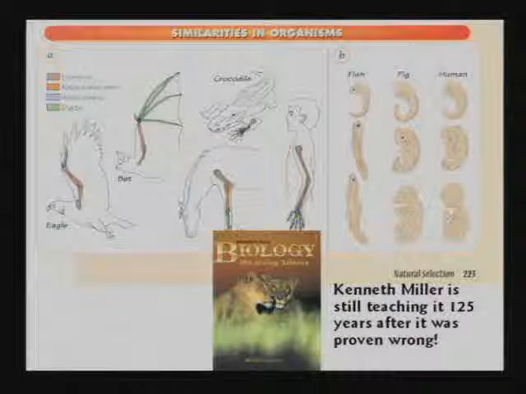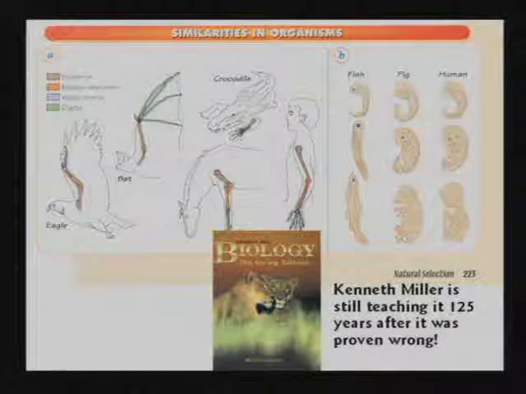I debated Kenneth Miller, who teaches at Brown University, Rhode Island, on the radio. Debated him for 30 minutes. He won't do it again. I said, Dr. Miller, why are you still teaching embryology as evidence for evolution in your textbook? You know that it was proven wrong 125 years ago. He said, yes, and we're going to take it out of the next edition.